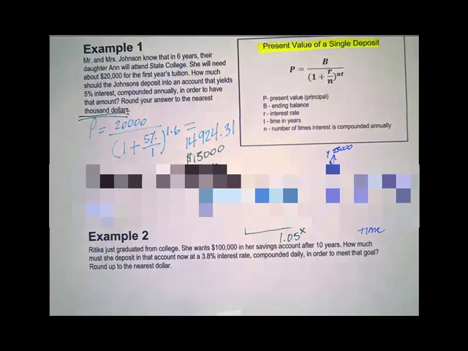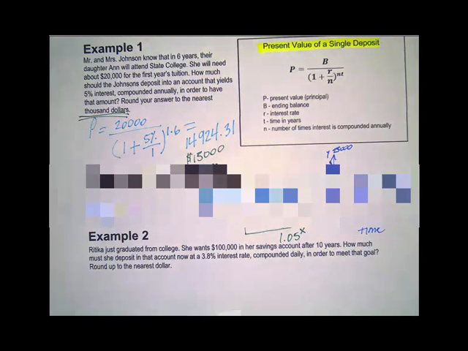Example number 2. Ritika just graduated from college. She wants $100,000 in her savings account after 10 years. How much must she deposit in the account now at a 3.8% interest compounded daily in order to meet that goal? Round to the nearest dollar.